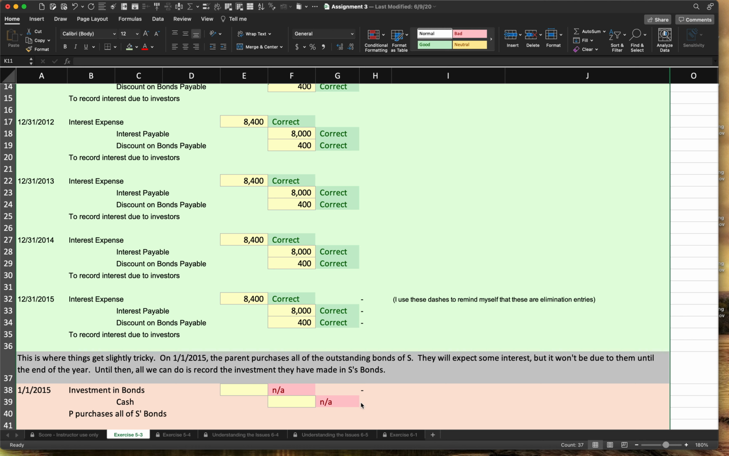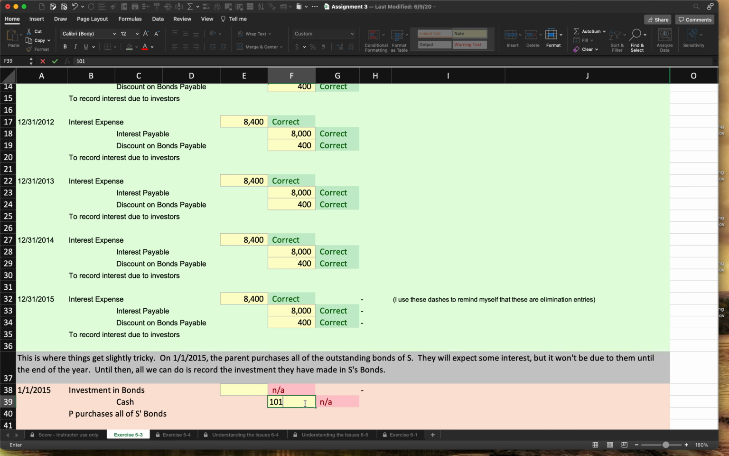They will expect some interest in that year, but it won't be due to them until the end of the year. That makes sense. All they can do on Jan 1, 2015 is record the investment. So they tell us that Dove Corporation, the parent, purchased the bonds on Jan 1, 2015 for $101,500. $101,500 is what they paid in cash for investment in the bonds of the subsidiary. And I'm going to just jot that down as investment in bonds.